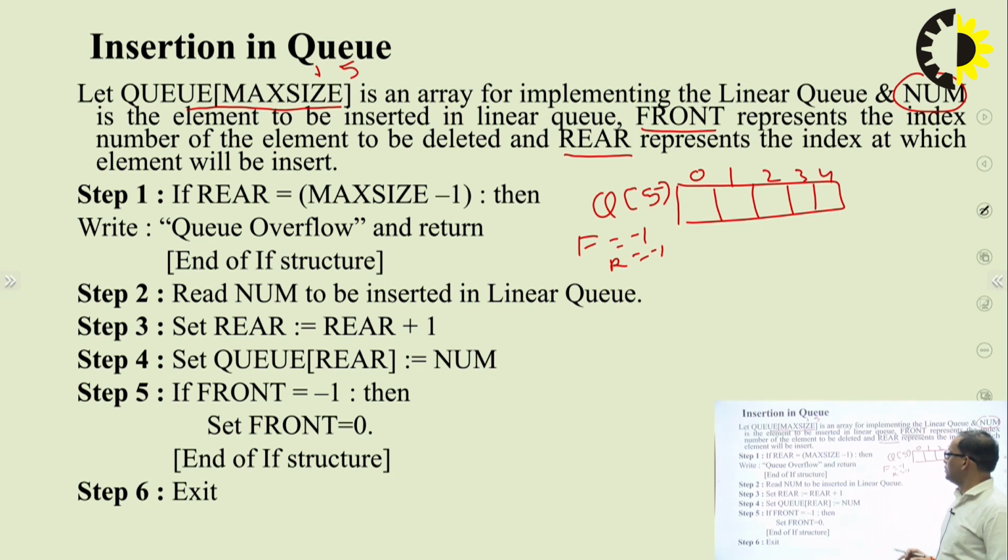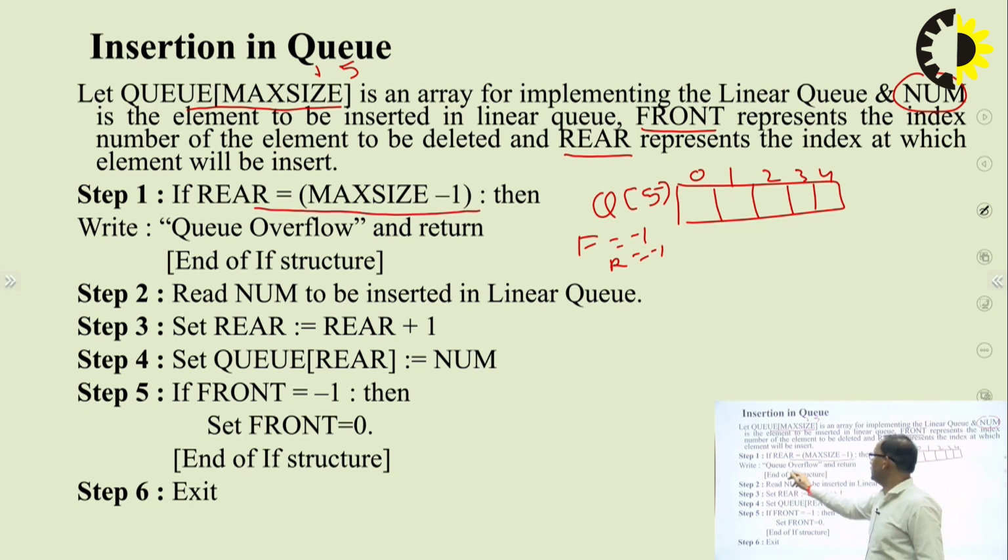Okay. So step 1, if rear is equal to max size -1, then queue overflow and return. It means what? We are going to insert an element in a queue. So at first we will check whether queue is full or not. It means whether there is any space available in order to insert the element. If the space is not available, we cannot insert the element in queue.